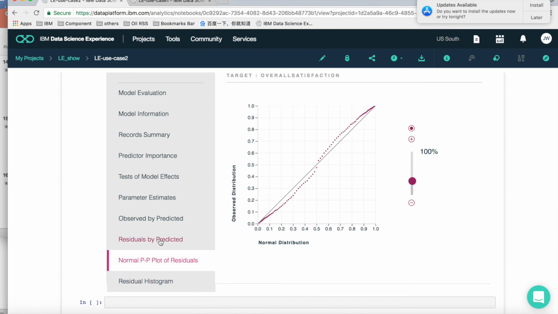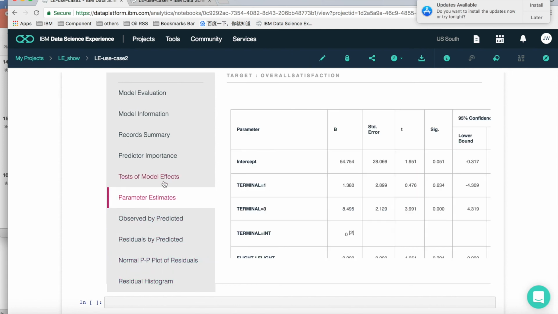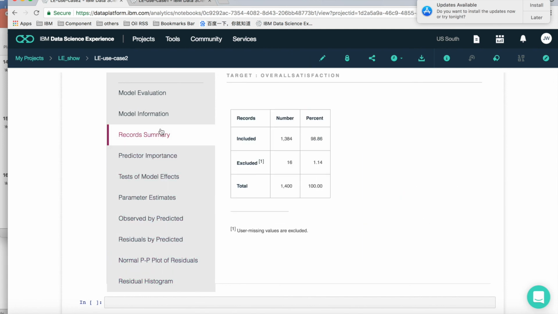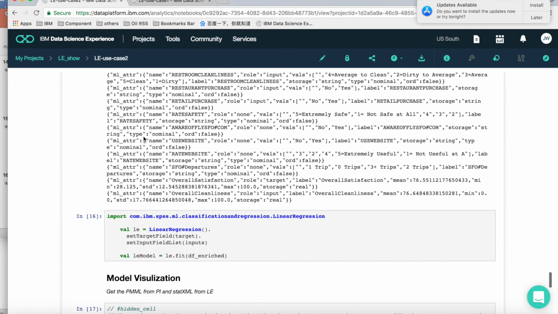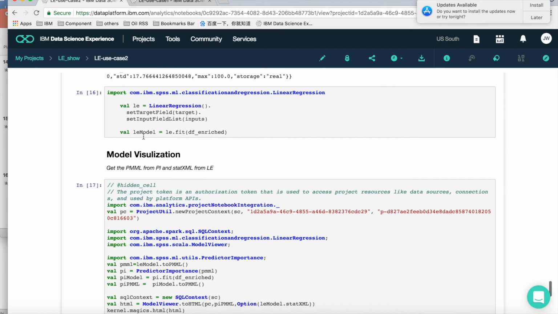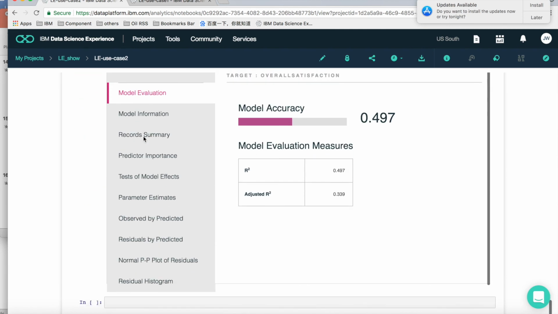If you are interested in these LE examples, I think you can try them on DSX if you want to solve some linear problems.